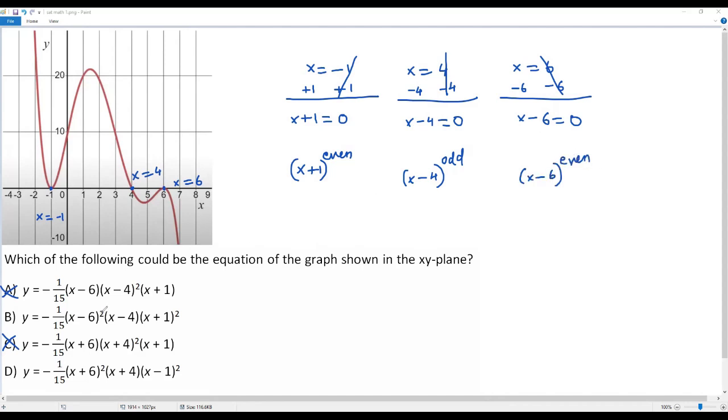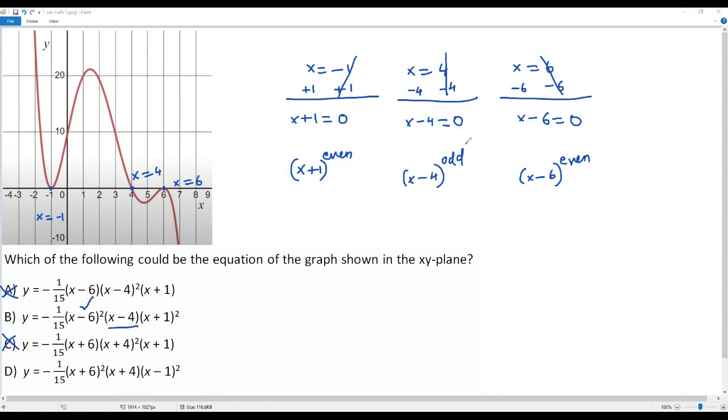Now we have to verify the two answer choices B and D with what we have over here. Let me go to answer choice B. In answer choice B, we have the factor x - 6, and here we have x - 6. According to the discussion we have done, x - 6 has to be raised to the power of an even number. So here, when I consider the exponent, it's an even number. This is okay.